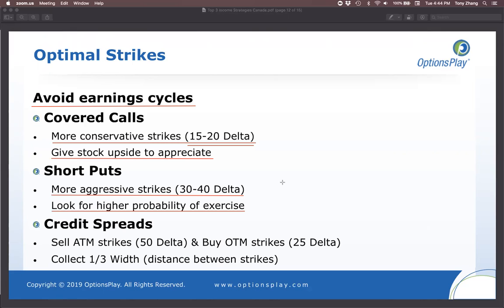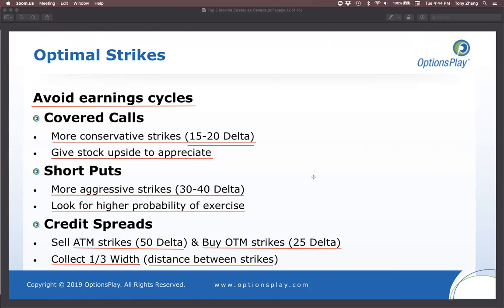And lastly, with credit spreads, we've tested all different strike probabilities and combinations. It's very clear to us that there's one golden rule when selling credit spreads: you want to collect about a third of the width, and the width refers to the distance between the two strikes of a credit spread. And in order to collect a third of the width, you have to sell an at-the-money strike, about a 50 delta, and buy back about a 25 delta out-of-the-money strike.